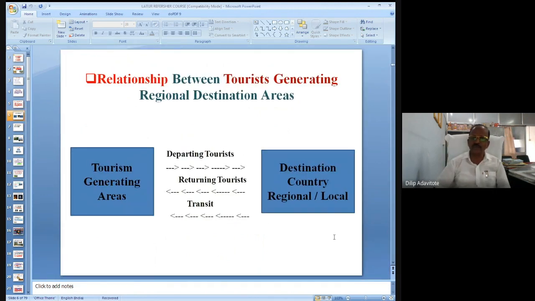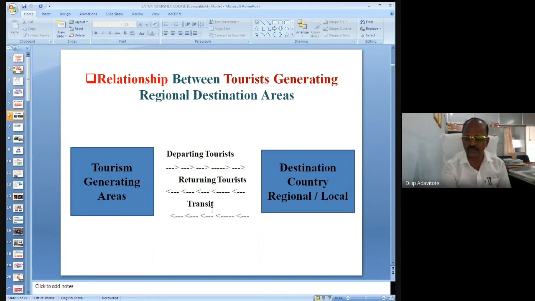Come to the next important part, the relationship between tourist generating areas and regional destination areas. Tourist generating areas are those areas where tourists are coming from, and destinations are where the places are located. In between, three activities are going on. One is the departing tourist, a usual person moving from one place to another and again returning to their native place. Departing and returning, and in between there is a transit.